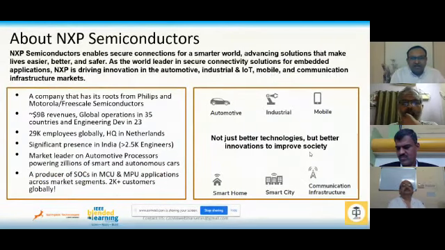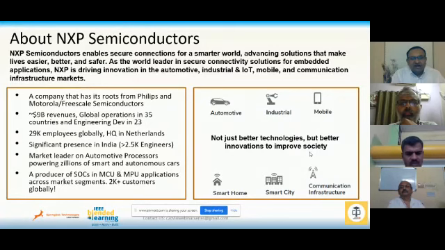So NXP Semiconductors. This is a company that has its roots from Philips Semiconductors. I'm sure a lot of people have known about Philips Semiconductors, and of course, Motorola and Freescale. So NXP is an amalgamation that has its roots from Philips, Motorola, and Freescale Semiconductors. And it has a glorious past, and the future is very bright.